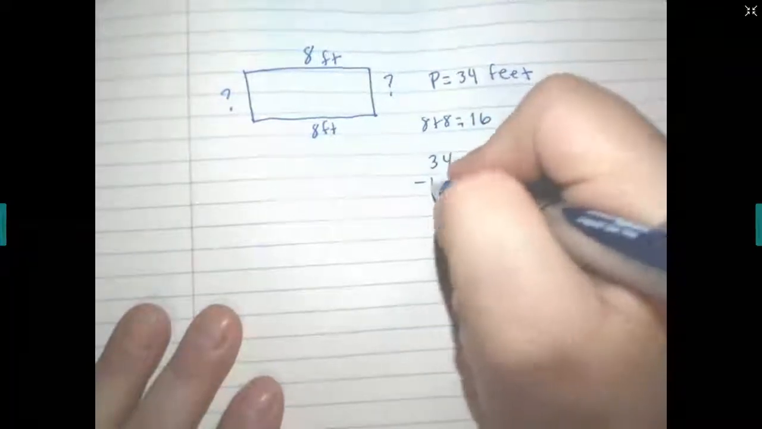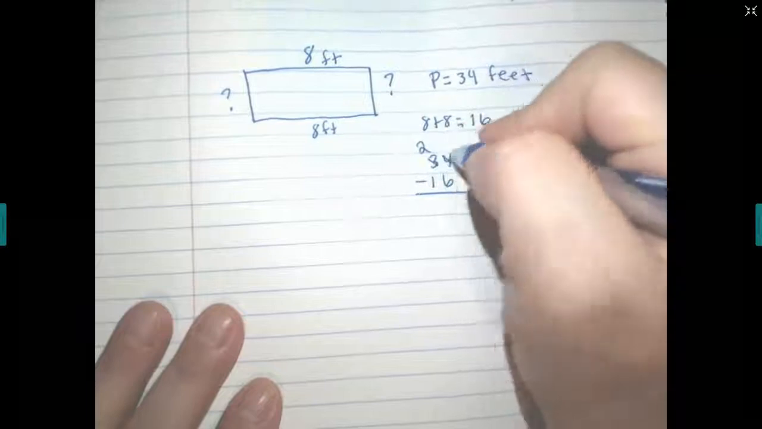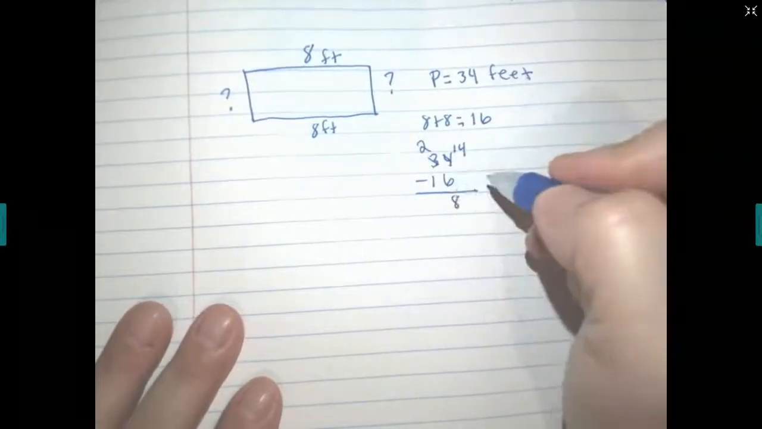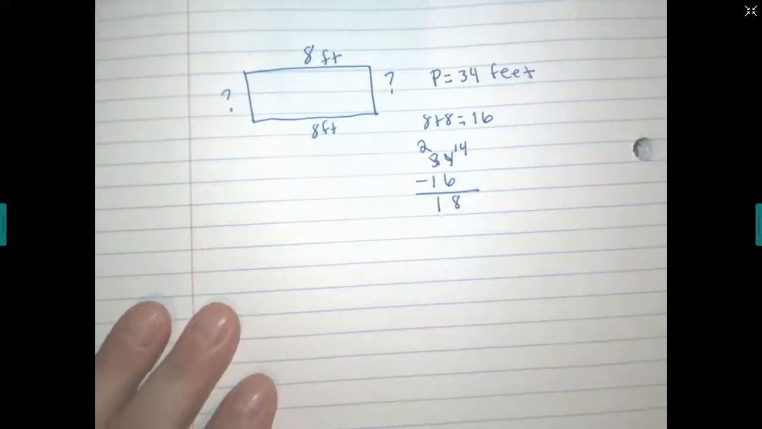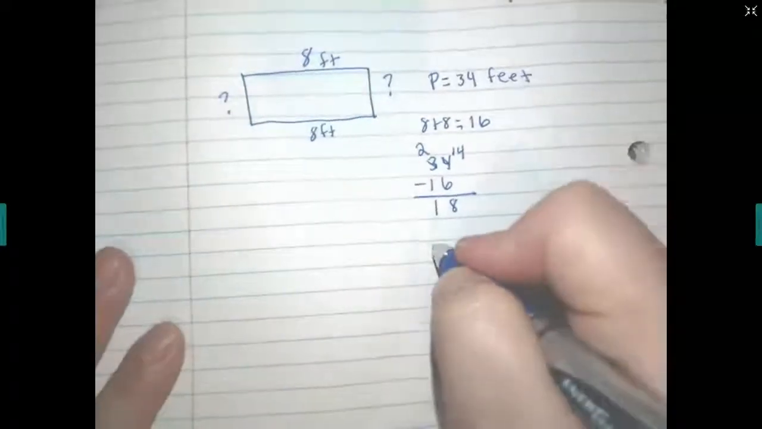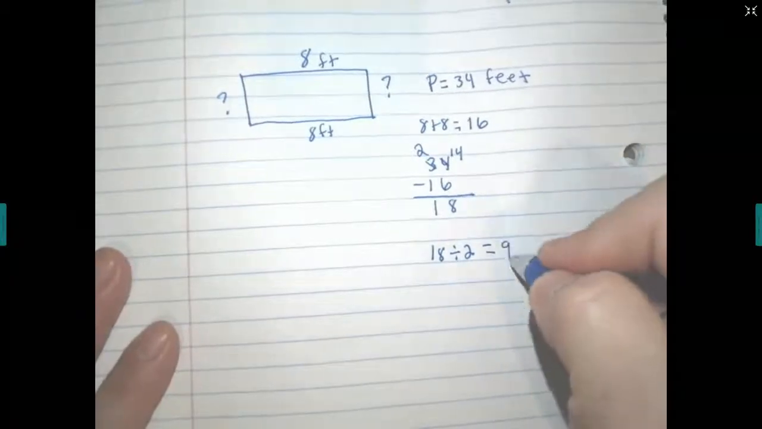So 34 minus 16, can't do 4 minus 6. The 3 becomes a 2. The 4 becomes 14. 14 minus 6 is 8, and 2 minus 1 is 1. So we have 18. But we have to share that 18 between the two sides. So 18 divided by 2 is 9. So each side is 9 feet.